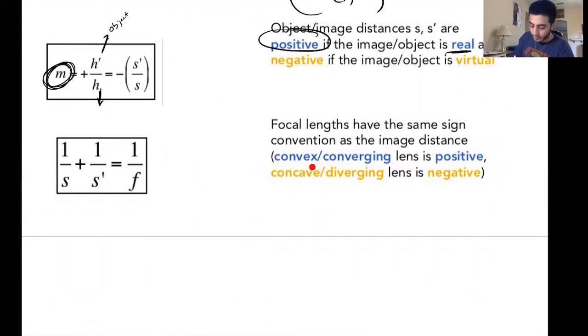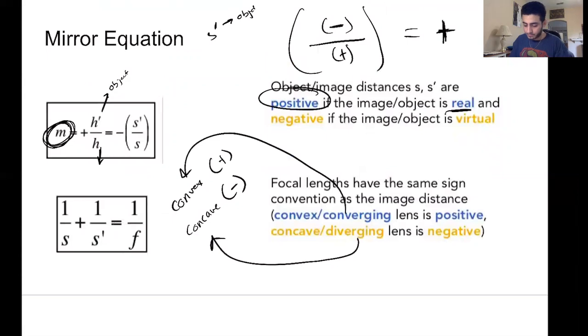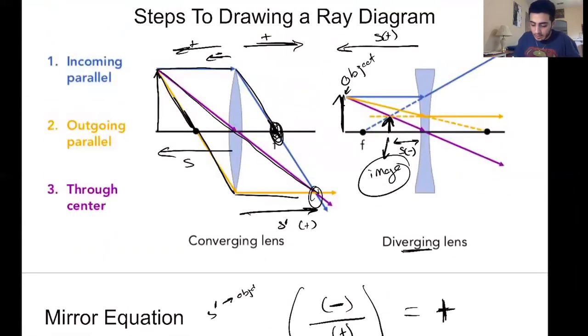So when it's convex, the focal length is positive. When it's concave, the focal length is negative. Okay, so convex, positive, concave, negative. Okay, a diverging lens is concave, a converging lens is convex. Okay, and it's the same sign as the image distance. So based on the image distance, if the image distance is positive, we know this focal length will also be positive. If the image distance is negative, we know this focal length will also be negative.